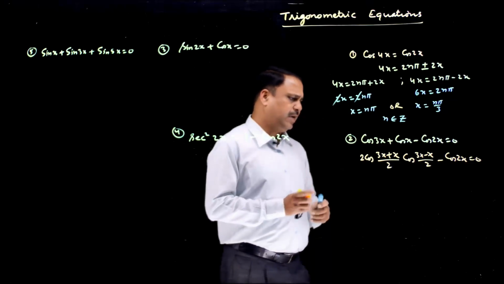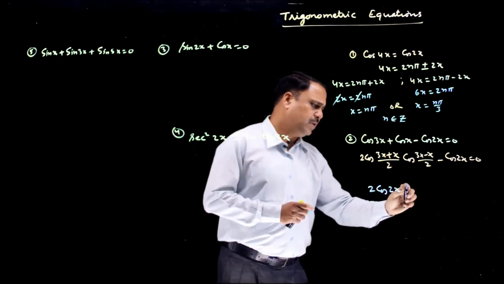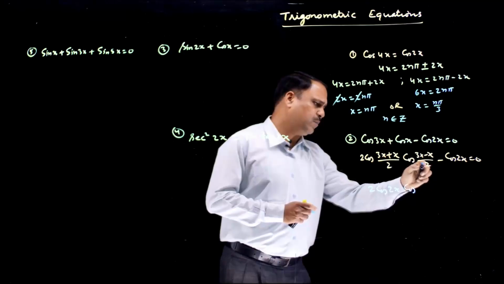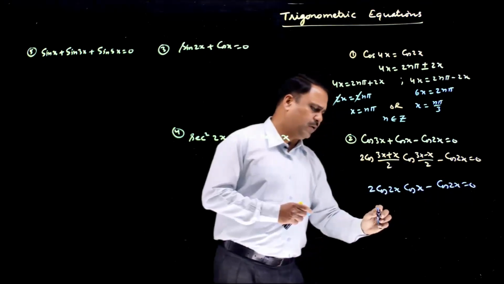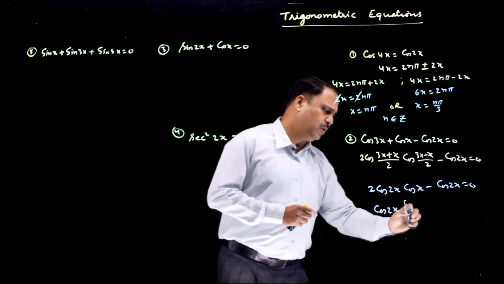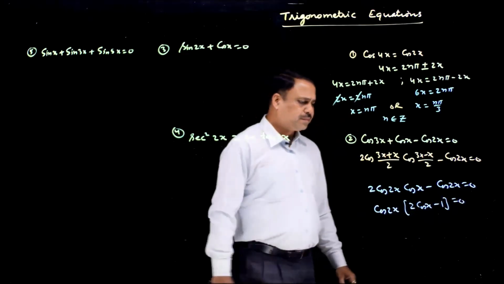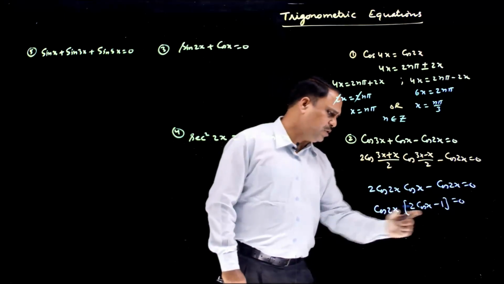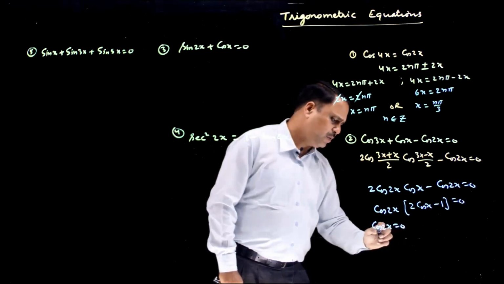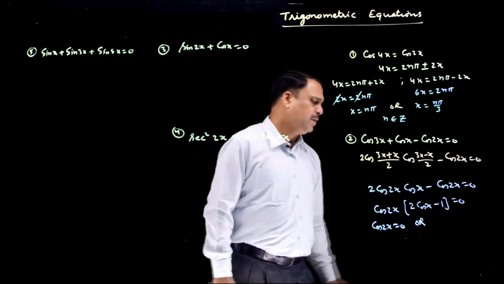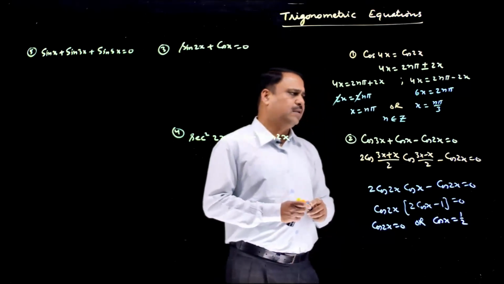So this I can write as 2 cos 4x upon 2 is 2x into cos 3x minus x is 2x upon 2 is x, minus cos 2x is equal to 0. So now you can take cos 2x outside, you will get 2 cos x minus 1 is equal to 0. So from this you can say either this is equal to 0 or this is equal to 0. So two results will come, cos 2x is equal to 0, and cos x is equal to half, either this or this.